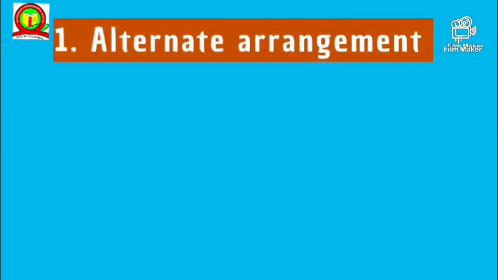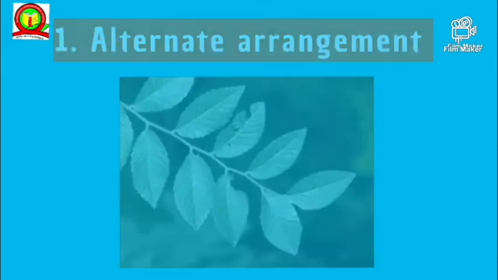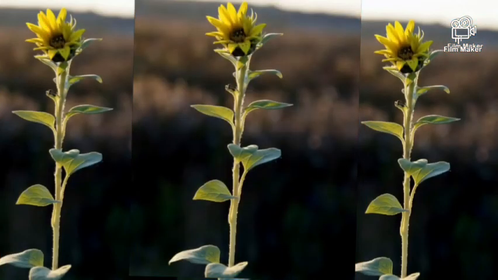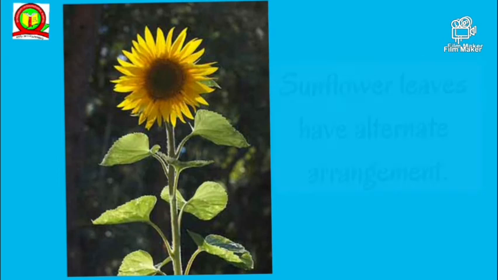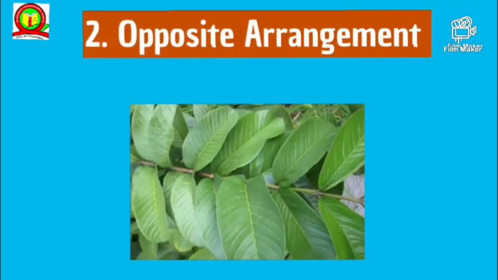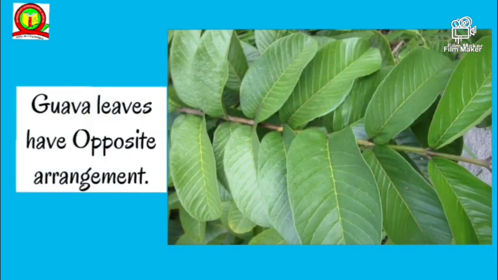The first one is alternate arrangement. A single leaf arises at each node and the next leaf arises on the opposite side of the previous leaf. For example, in the sunflower. The second one is opposite arrangement of leaves. Two leaves arise at each node opposite to each other. For example, the guava leaves.